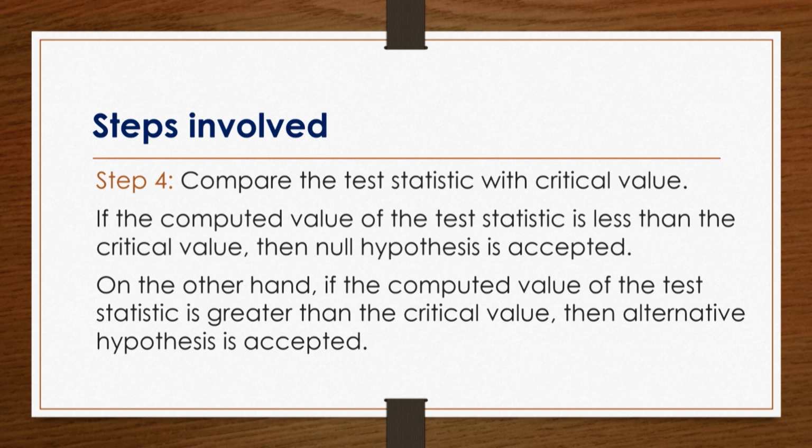Step 4, compare the test statistic with the critical value. If the computed value of the test statistic is less than the critical value, then the null hypothesis is accepted. On the other hand, if the computed value of the test statistic is greater than the critical value, then we can say the alternative hypothesis is accepted.